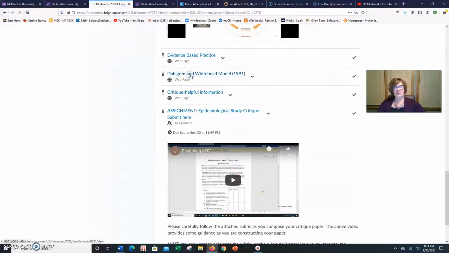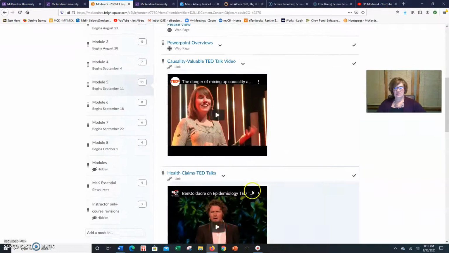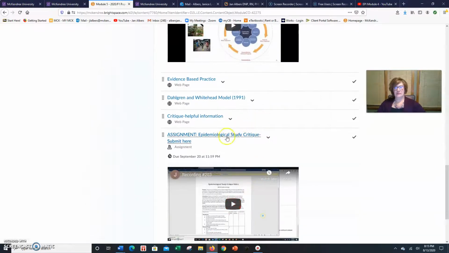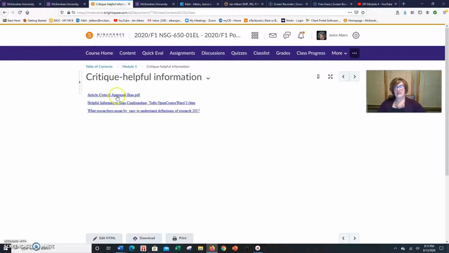So we also have the general model, as this is one of the foundational models used in community health and population health, and looking at the different levels that actually impact health beyond the genetics that we know attribute to our health as well. And again, this is helpful information for your critique.